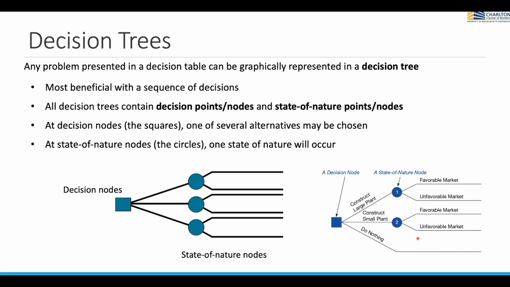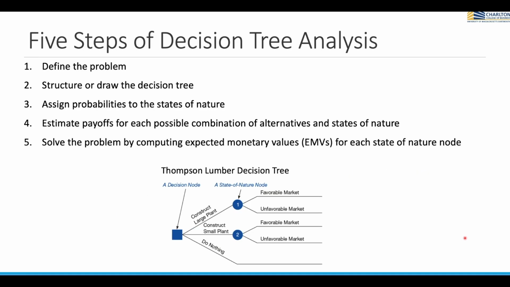This is the decision tree for the lumber company example we discussed in the previous tutorial. The decision node consists of three decisions: constructing a large plant, a small plant, or doing nothing. And the states of nature are either the future market is favorable or not. So for each of these decisions, we have two possible futures, or two possible states of nature.